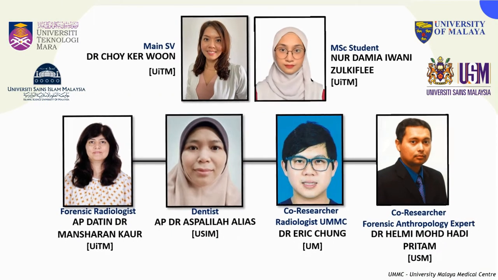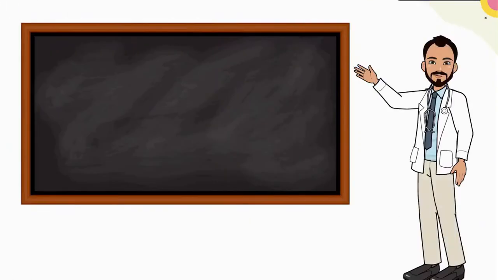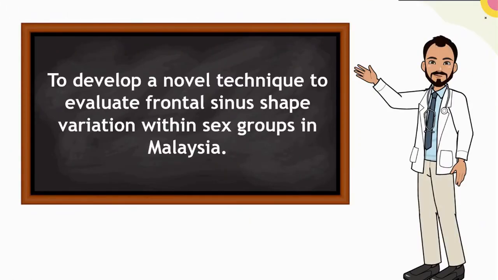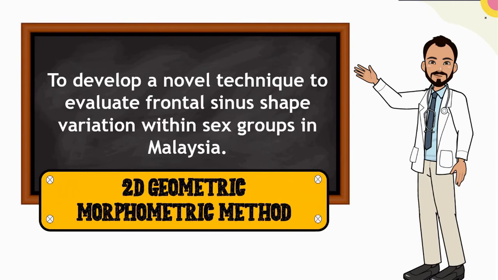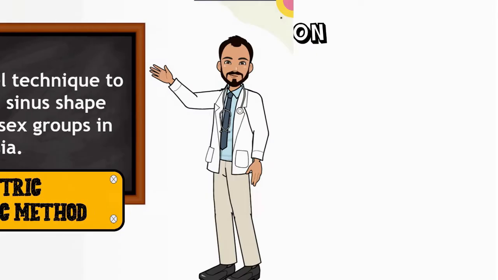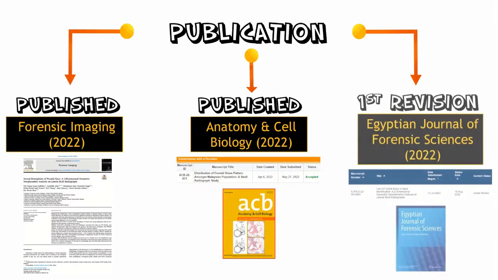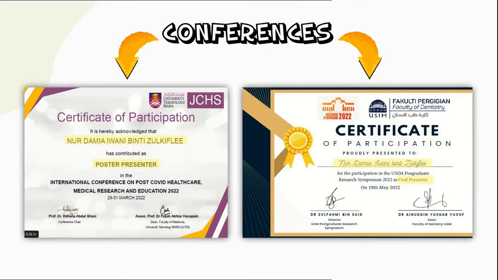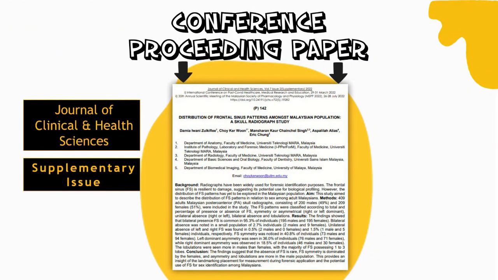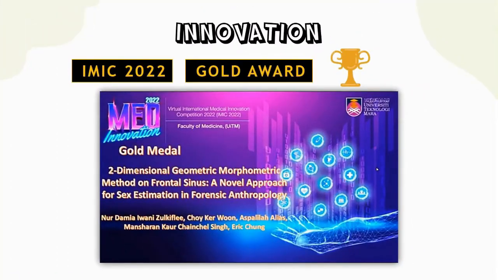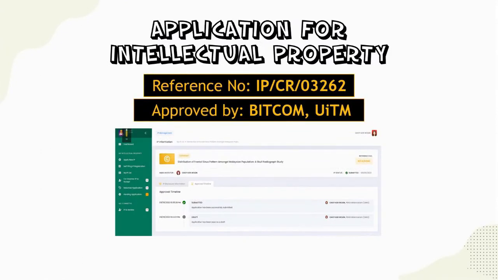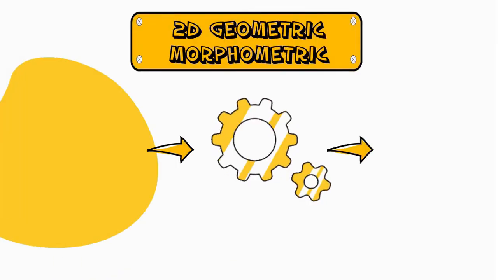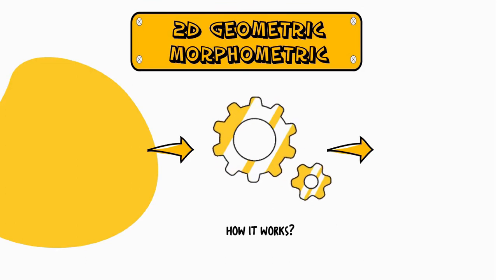A group of researchers from various universities such as UITM, USAM, and USM decided to develop a novel technique to evaluate frontal sinus within sex groups among the Malaysian population. That technique is called 2D geometric morphometric. This technique has been published and is under first revision for publication. It also has been presented in 2 conferences in 2022 and published as a conference proceeding paper. This technique has won a gold award in an innovation competition, IMIC 2022. Intellectual property has also been approved by Bitkom. So now, let's talk about the 2D geometric morphometric method, and how it works.